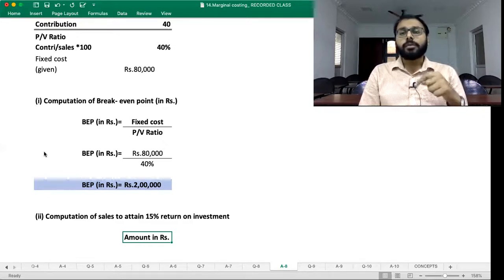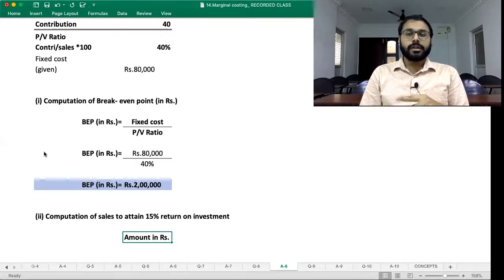So if I divide that rupees contribution by the PV ratio, I can easily find out the sales number. How did this happen? Because if you recall, the formula for PV ratio is contribution divided by sales into 100. Now that I have the contribution and PV ratio in my hand, simply dividing contribution by PV ratio is going to give me the sales component. So this is the idea.